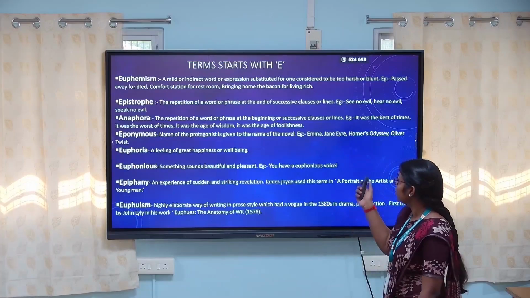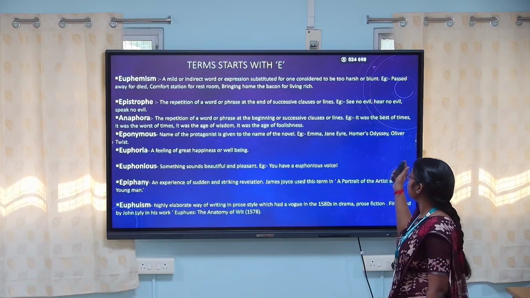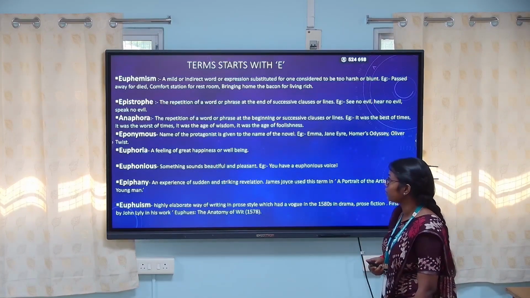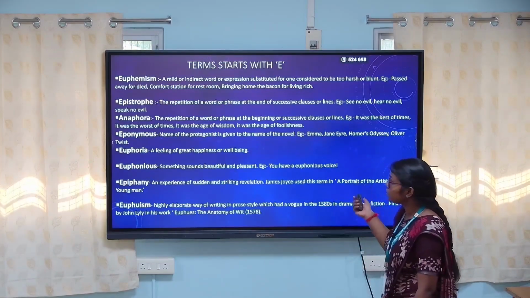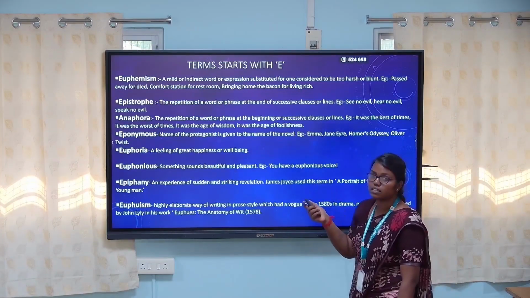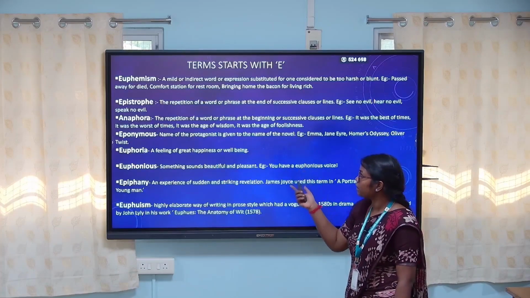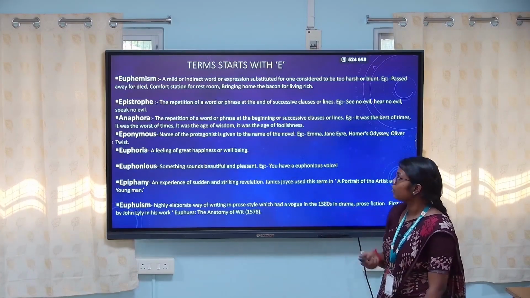Coming to anaphora, look at this example. It was the best of times, it was the worst of times. It was the age of wisdom, it was the age of foolishness. Here we can see this repetition. So this kind of repetition of words or phrases is called an anaphora.